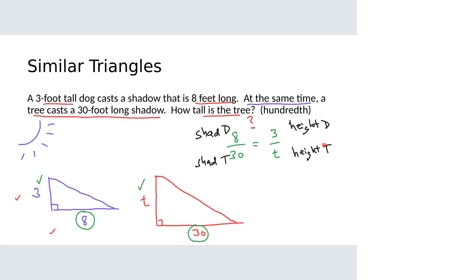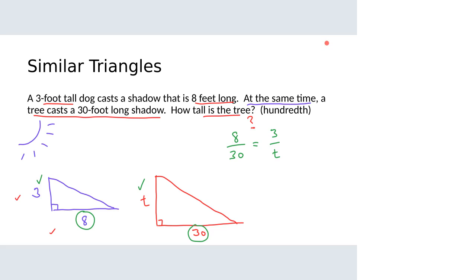I don't want to just take those 4 numbers and randomly put them in spots because then it'll get goofed up. For example, if I were to switch these and have shadow dog, shadow tree, height dog, it's going to get goofed up and I won't be able to get the right answers. So you can't just put them wherever you want. There needs to be some sort of logic to the way that you set up your proportion.